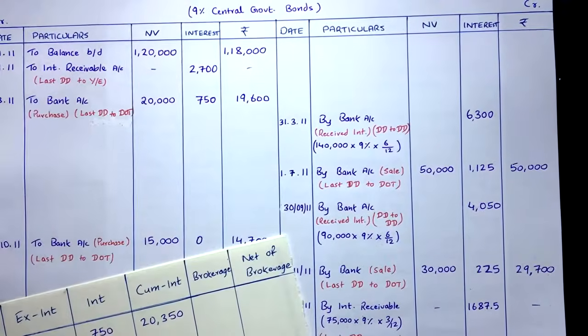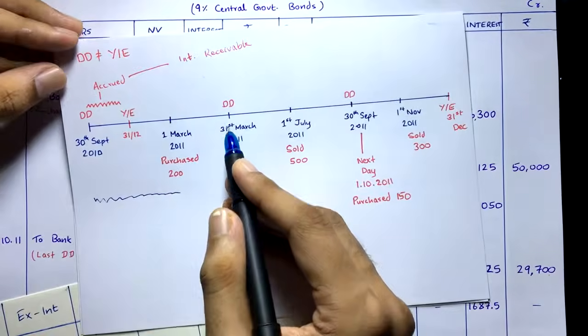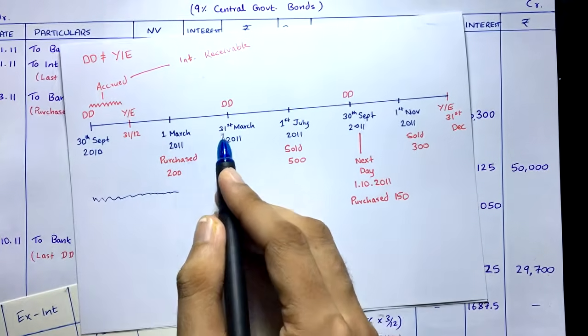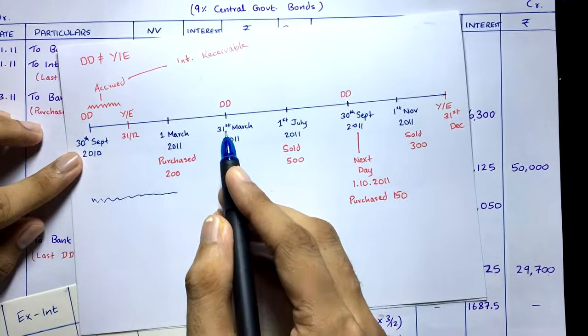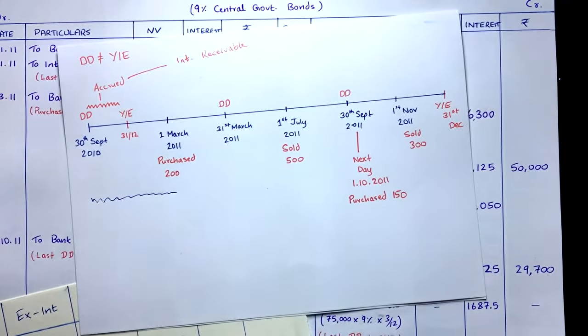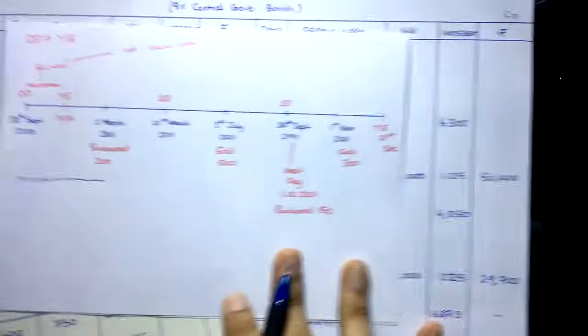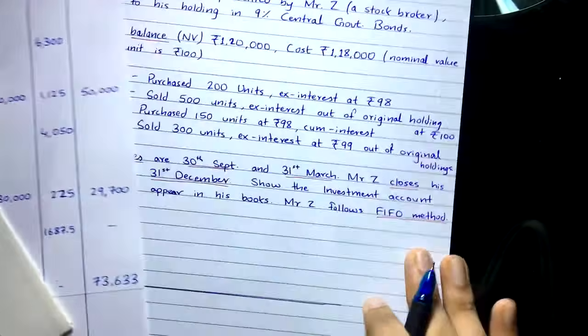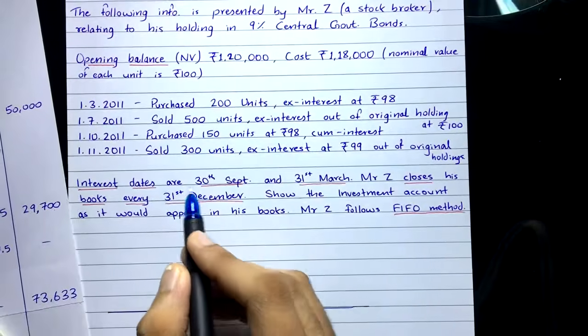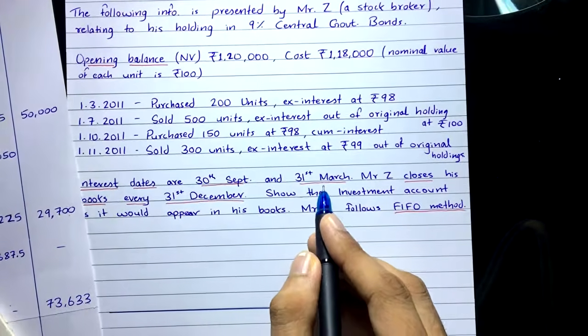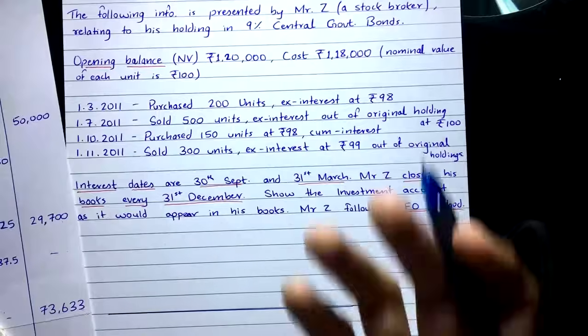Then what happened? The due date came. On 31st March 2011 we are going to receive the interest. As said in the question, the interest dates are 30th September and 31st March. So 31st March is the due date, and you will get the interest for the entire 6 months.